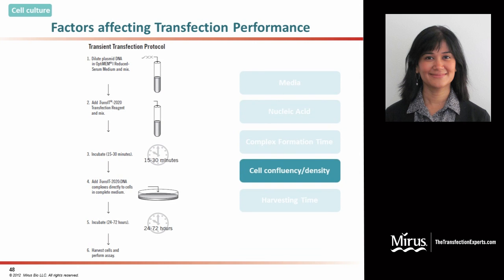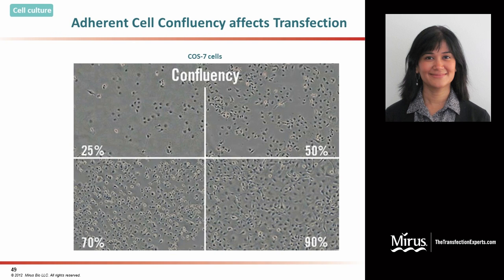Cell culture conditions such as cell confluency and density also play a very important role in transfection. In the case of adherent cells, the overall cell confluency can have a huge impact on transfection. Here is an image of COS7 cells showing different levels of confluency from 25% to 90%. Cells that are at very low confluency, for example 25%, generally are not very good in terms of overall cell health and therefore do not fare well with transfection. A typically good range for transfection is 50 to 70% cell confluency.